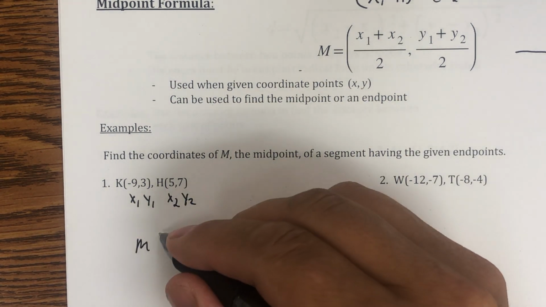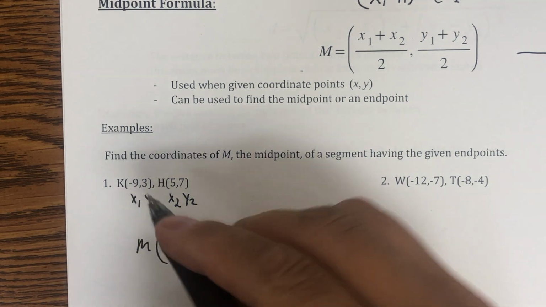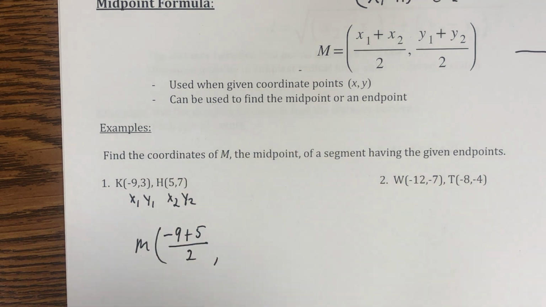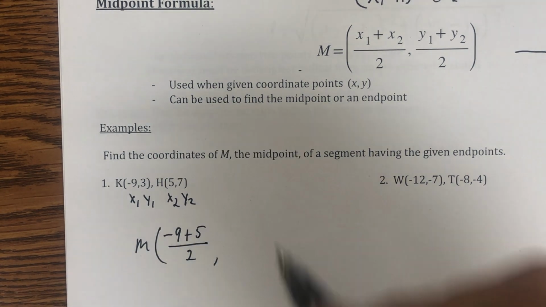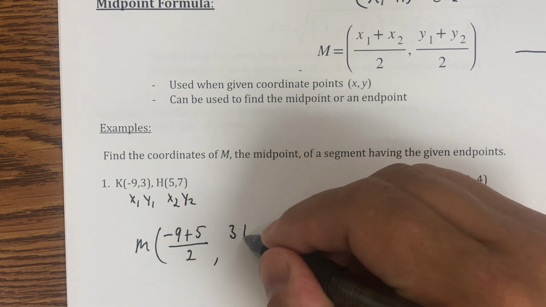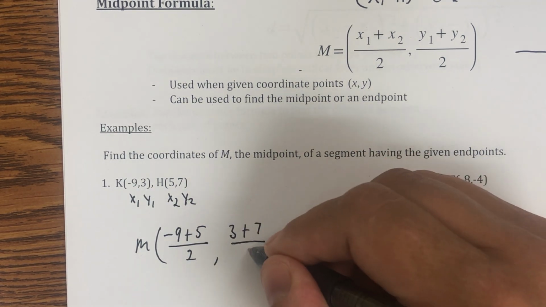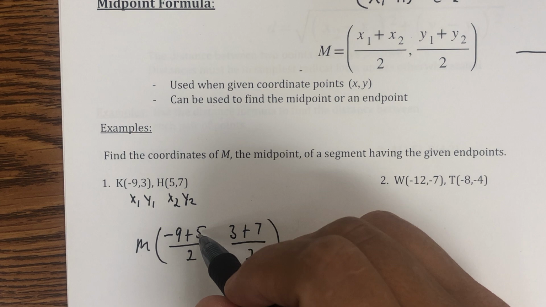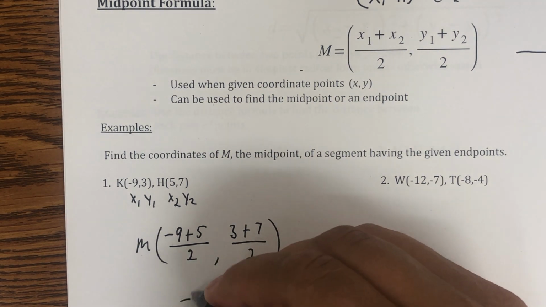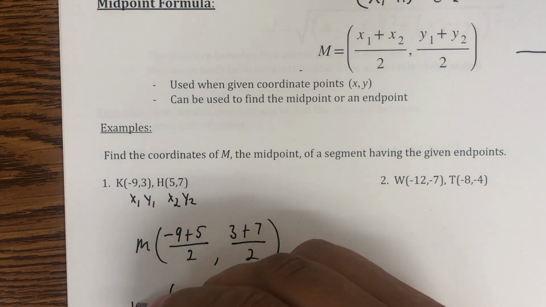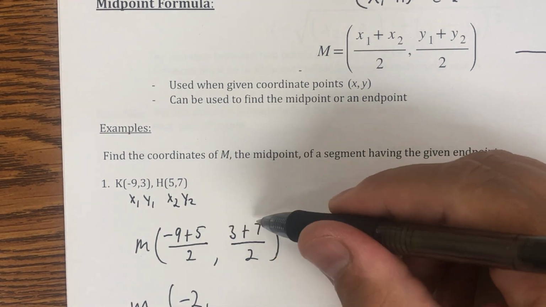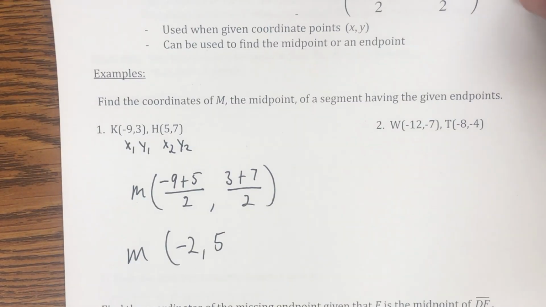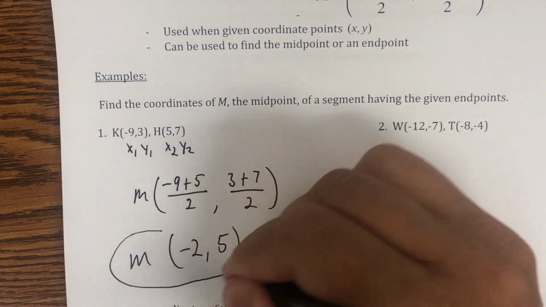The midpoint, let's see here. The first value for x1 is negative 9 plus x2, which is 5 divided by 2, comma. There's a comma between the x and the y. Y1 is 3 plus y2, that is 7 divided by 2. Now I just got to simplify that down. So negative 9 plus 5 is negative 4. Negative 4 divided by 2 is negative 2. So the x value of the midpoint is negative 2, and that's point M. Y value, 3 plus 7 is 10 divided by 2, that is 5. So I found my midpoint at the point negative 2, 5.